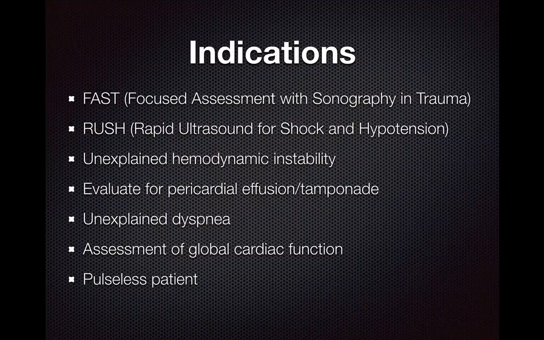Also for unexplained dyspnea, any patient with shortness of breath that you don't have a good explanation for, you'd want to take a look at the heart. And it can give us a good assessment of global cardiac function. Do they have a normal ejection fraction? Is it reduced? Does it look like they have congestive heart failure or cardiomyopathy? And also in the pulseless patient, so these are patients that are coding or brought in under CPR, we can place the probe on their heart and take a look and see if there's any meaningful cardiac activity.